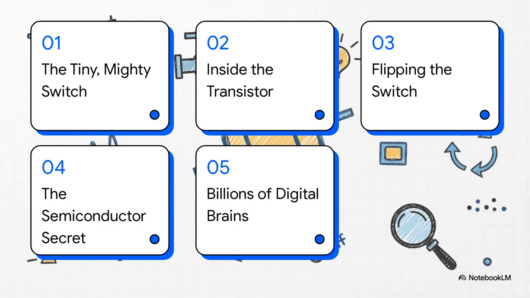So here's the game plan for the next few minutes. We're going to start with what this thing actually is, a tiny but mighty switch. Then we'll peek inside it, see how to flip that switch on and off, uncover the semiconductor secret that makes it all possible, and finally, we'll see how billions of them come together to create the digital brains inside all our devices. Let's get into it.